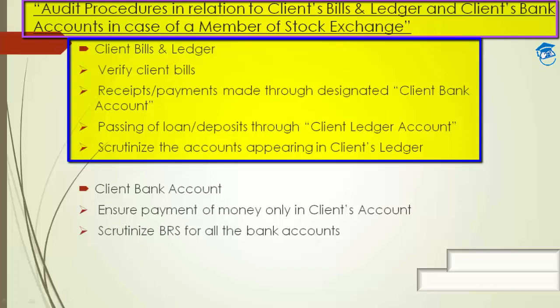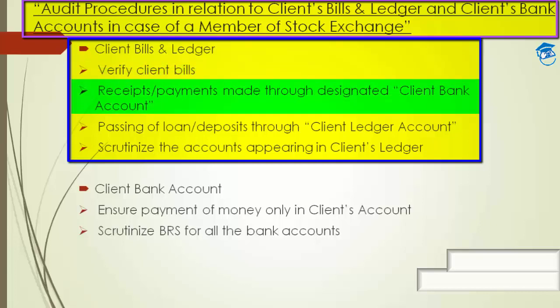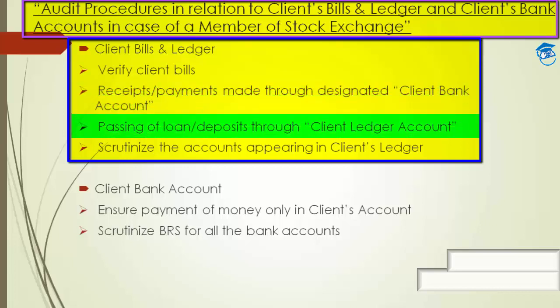So let's talk about the auditor's duty with respect to the client's bills and ledgers. Number one, we need to verify the client's bills and ensure that the same are properly posted to the client's ledger or not. We need to ensure that the client's receipts and payments are made through the designated client bank account only of that member. Also, we need to examine whether any loan or deposit which is received from or paid to the clients has passed through the client ledger account or not.